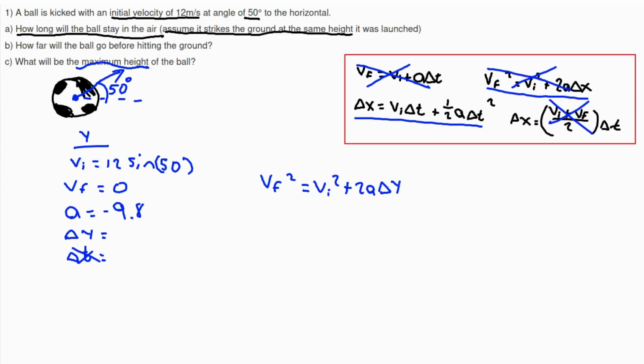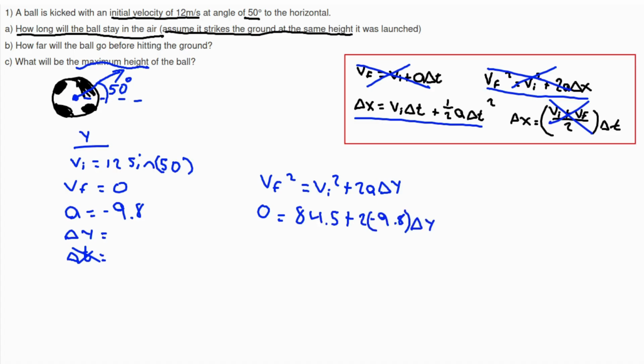VF squared is going to be 0. VI squared will be 12 sine 50 squared. So let me type that in my calculator. We have 12 sine 50, and then we square it. That's going to come out to 84.5 plus 2 times negative 9.8 times delta y.